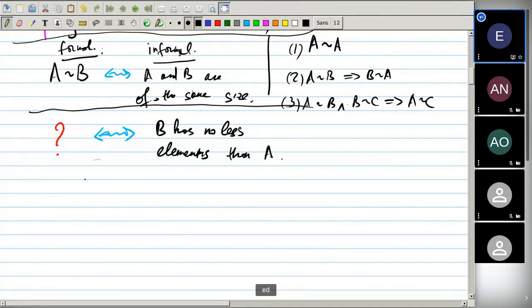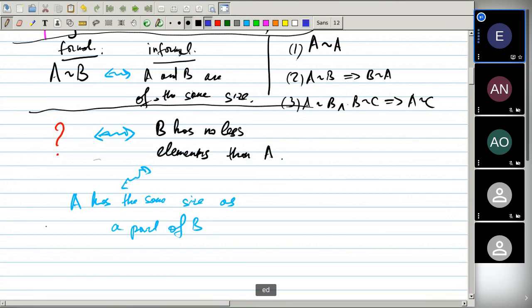Okay. The main idea is as follows. So, what do we want? We want the following. B has no less elements than A, that is, A has the same size as a part of B. Is it logical? Yes. So, how can we formalize it? It is quite clear how we can formalize it.